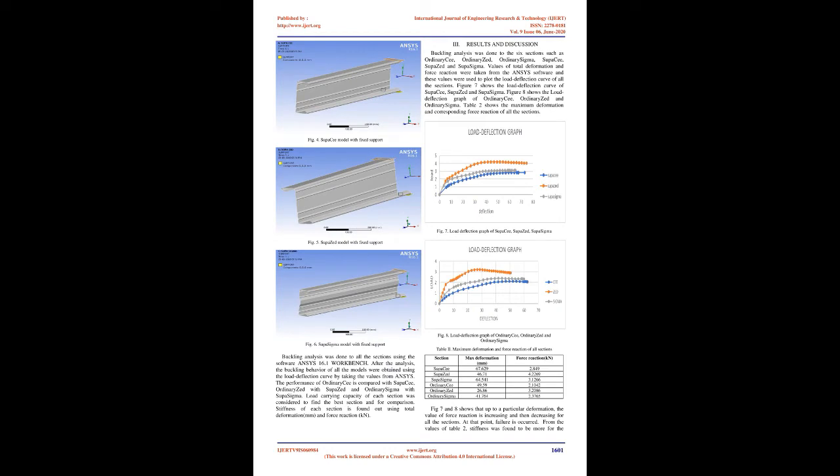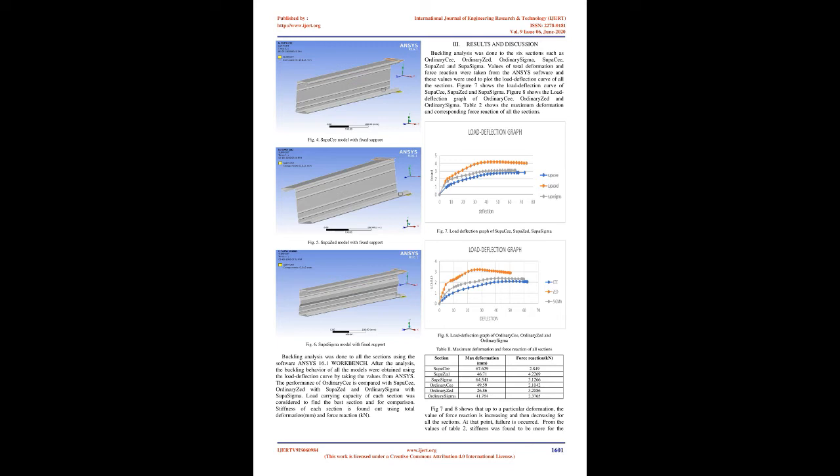Buckling analysis is done in this paper for all the sections of ordinary and Supa to study their performance and to identify which one is better. A. Modeling of ordinary and Supa sections. Numerical modeling of the ordinary C, ordinary Z, ordinary sigma, Supa C, Supa Z and Supa sigma models was performed by the FE software ANSYS 16.1 Workbench.